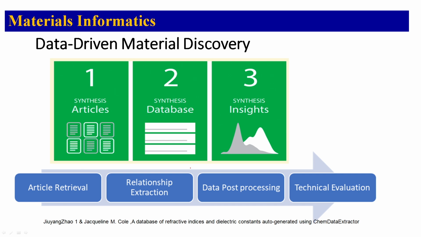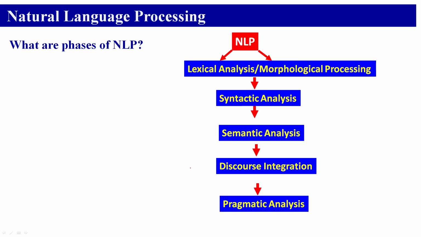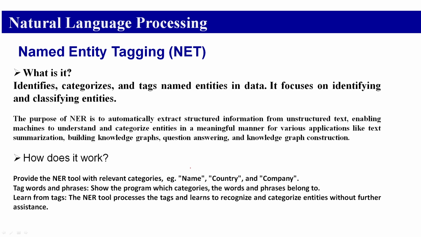So, how is this extraction of data done? That is done by NLP, right. NLP uses different phases. You can use morphological processing, syntactic analysis, semantic analysis, discourse integration and pragmatic analysis. If you go back to my earlier lecture on NLP, we can do all these kinds of things, but the most important thing you can do is what is called named entity tagging.